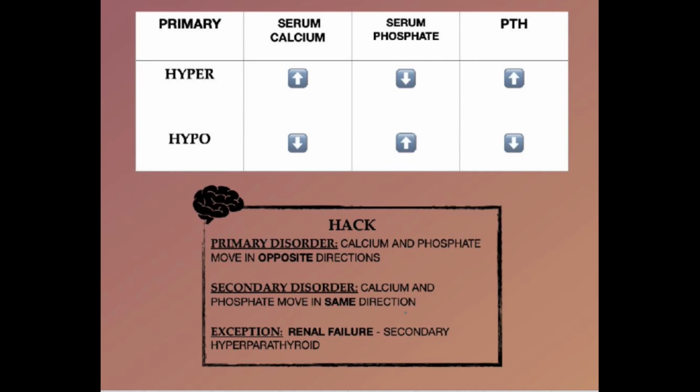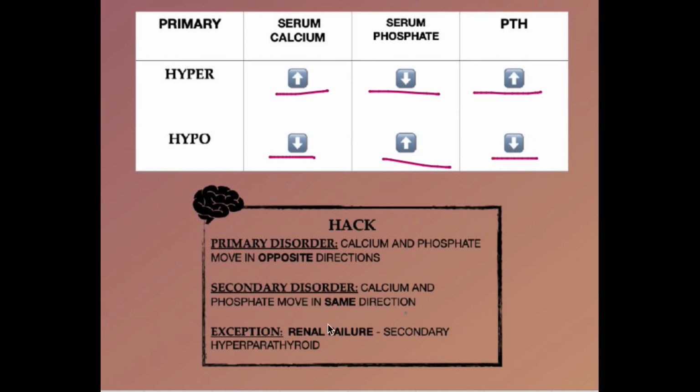So I know labs can be very confusing for endocrine disorders, and these are frequently tested in exams. Hence, I've made a table to simplify it for you. Let's take a look. As you can see, in primary hyperparathyroidism, serum calcium increases, serum phosphate decreases, and parathyroid hormone is obviously raised. In hypoparathyroidism, serum calcium is decreased, serum phosphate is increased, and parathyroid hormone is obviously low.